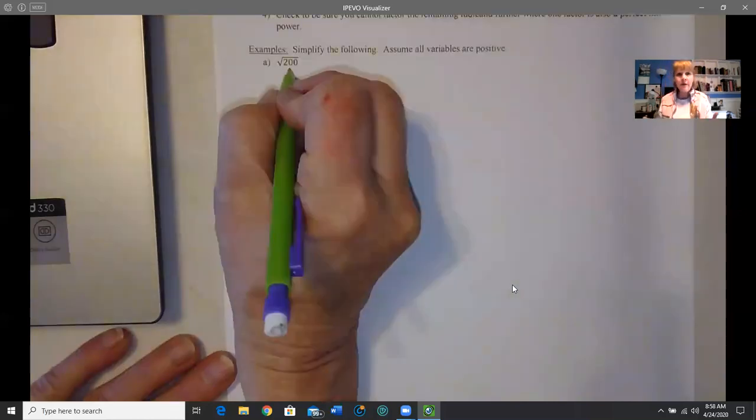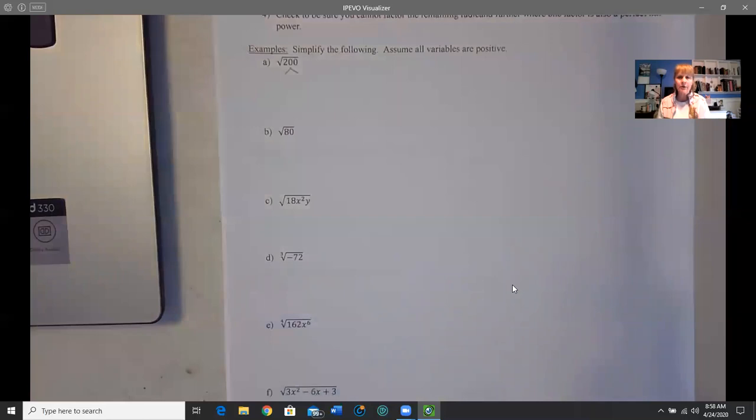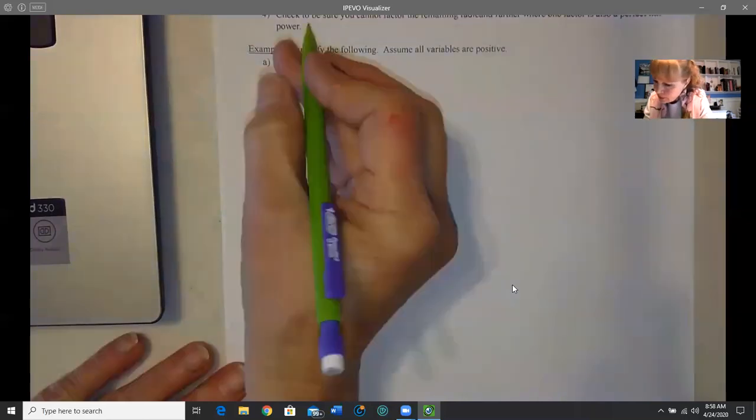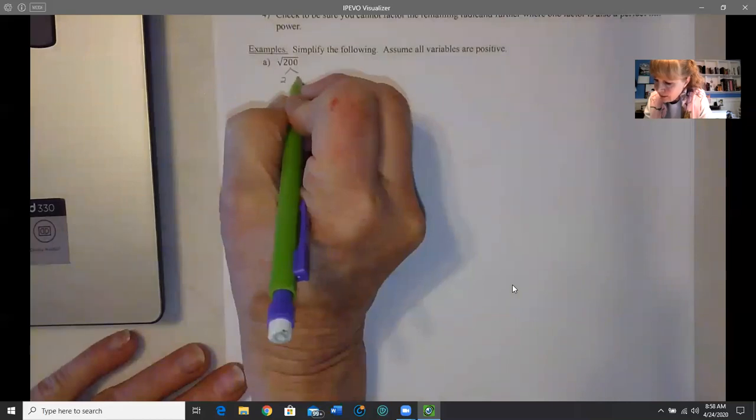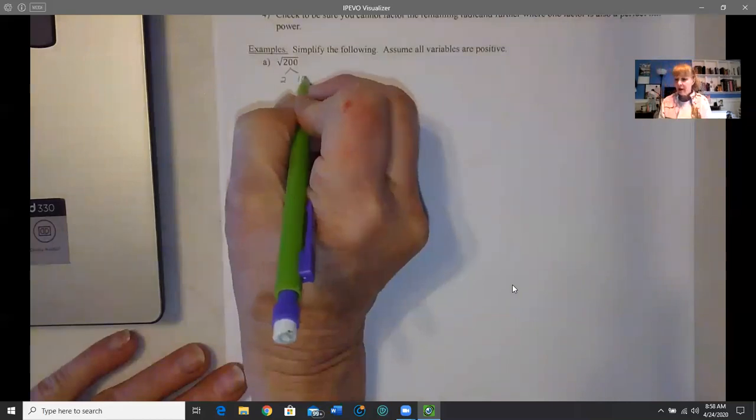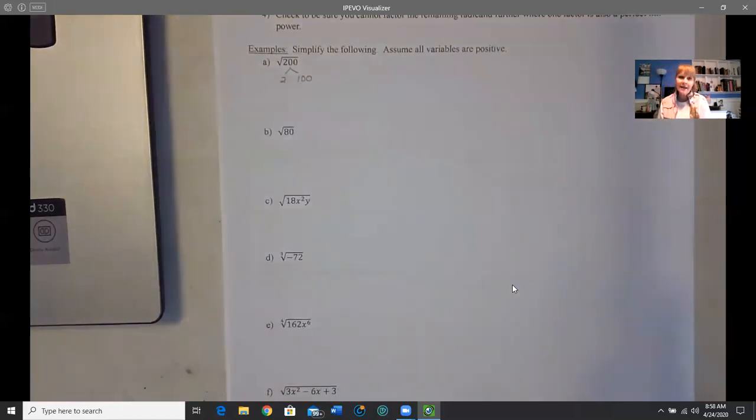200. You need 2 numbers multiplied together to give you 200. This is a square root, so we're looking for 2 of things. Let's go 2 times 100. You could have used 20 times 10. It doesn't matter how you start. Just be aware you're looking for 2 of something.